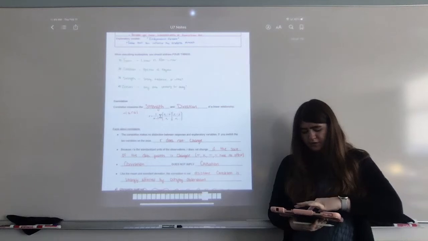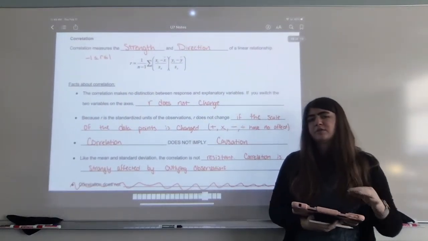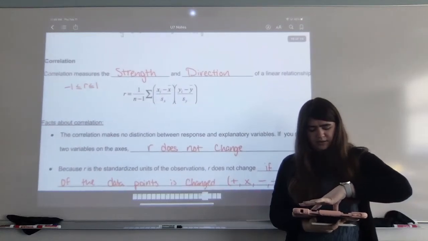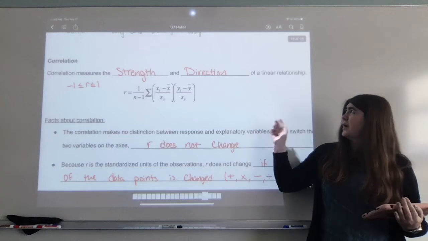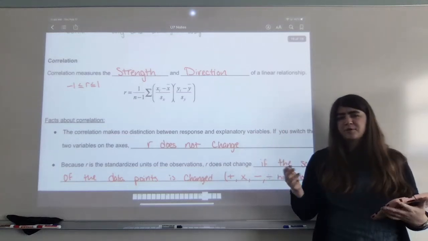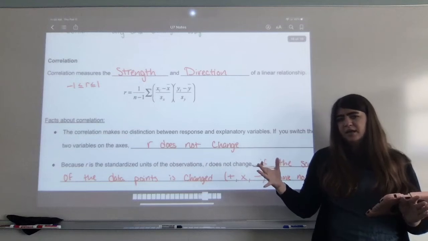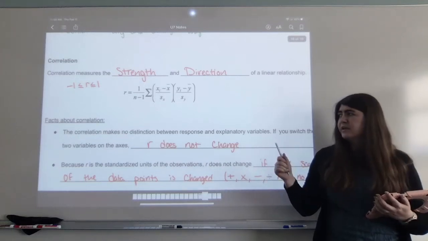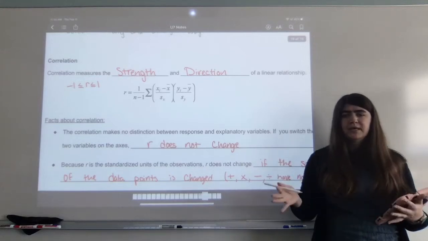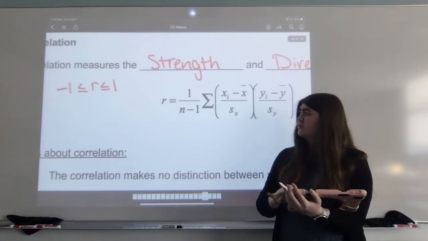All right, so we also have something called correlation, and correlation goes into describing a scatter plot as well. Correlation measures the strength and direction of a linear relationship. So it takes the spread of the data and puts a number to it. It has a value so that you have a good idea of how strong or weak it actually is. Correlation is calculated using this formula.